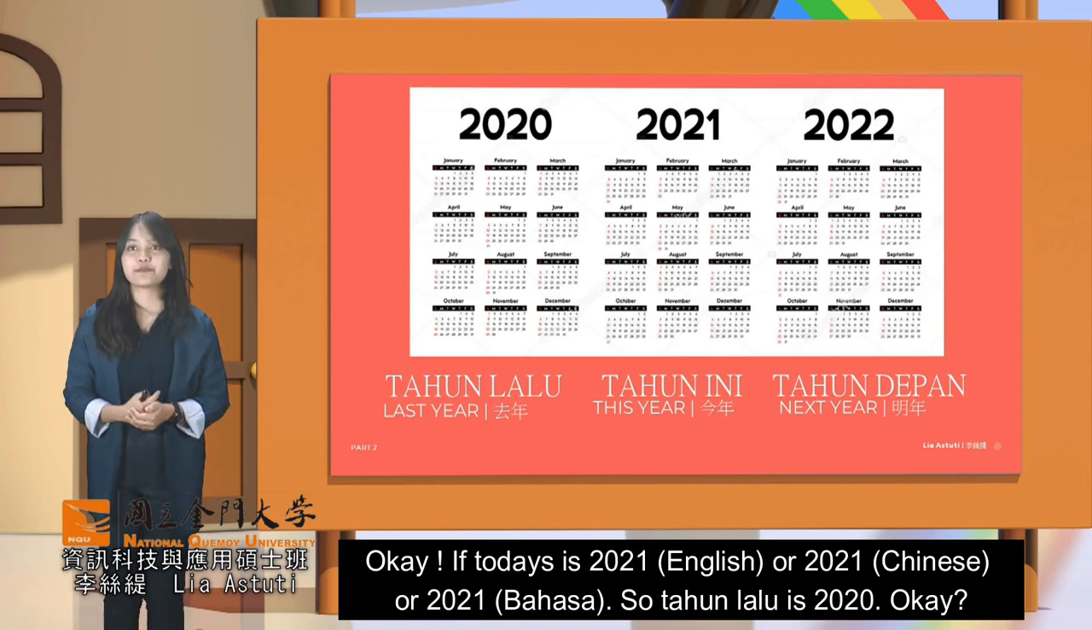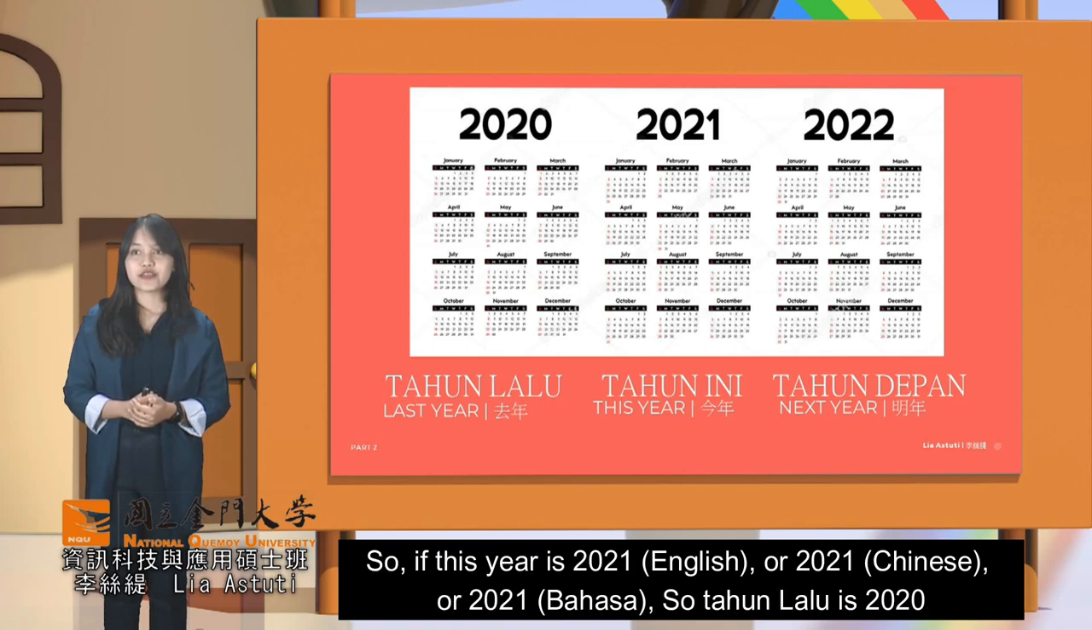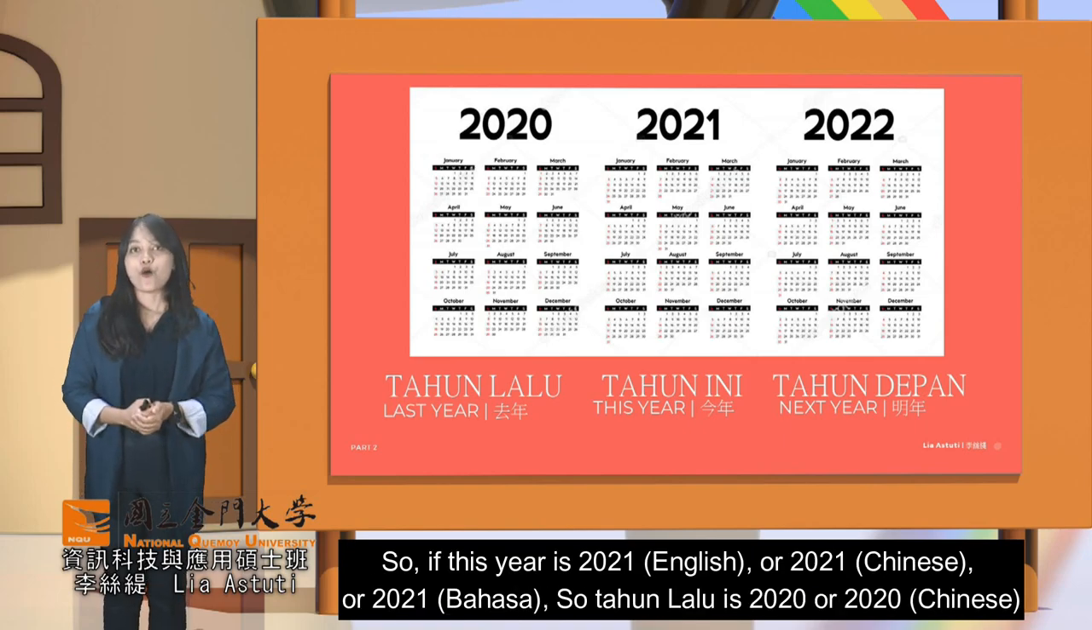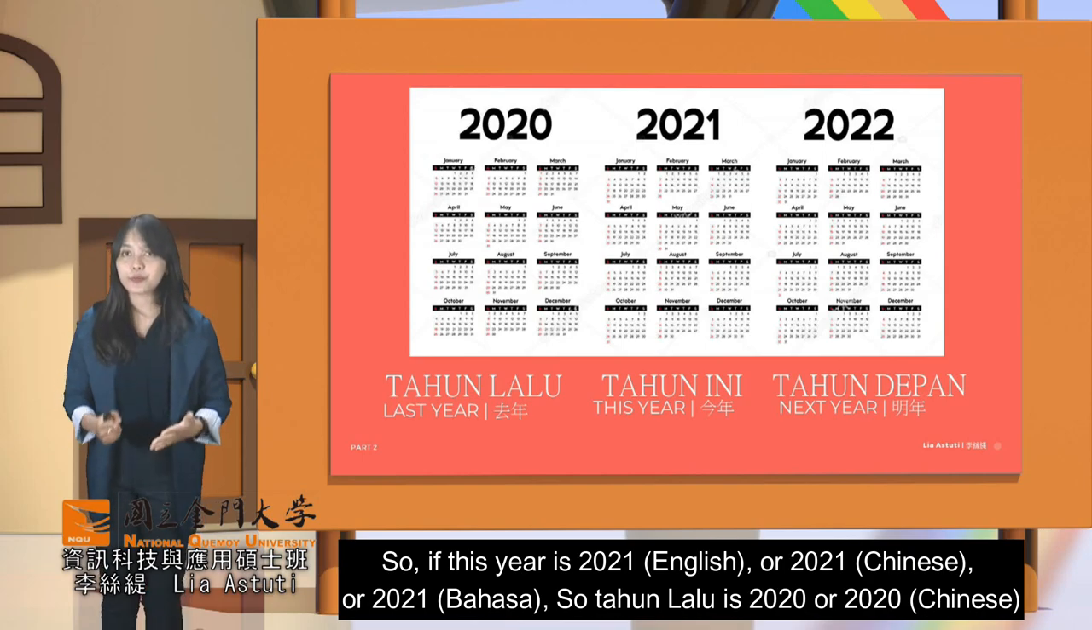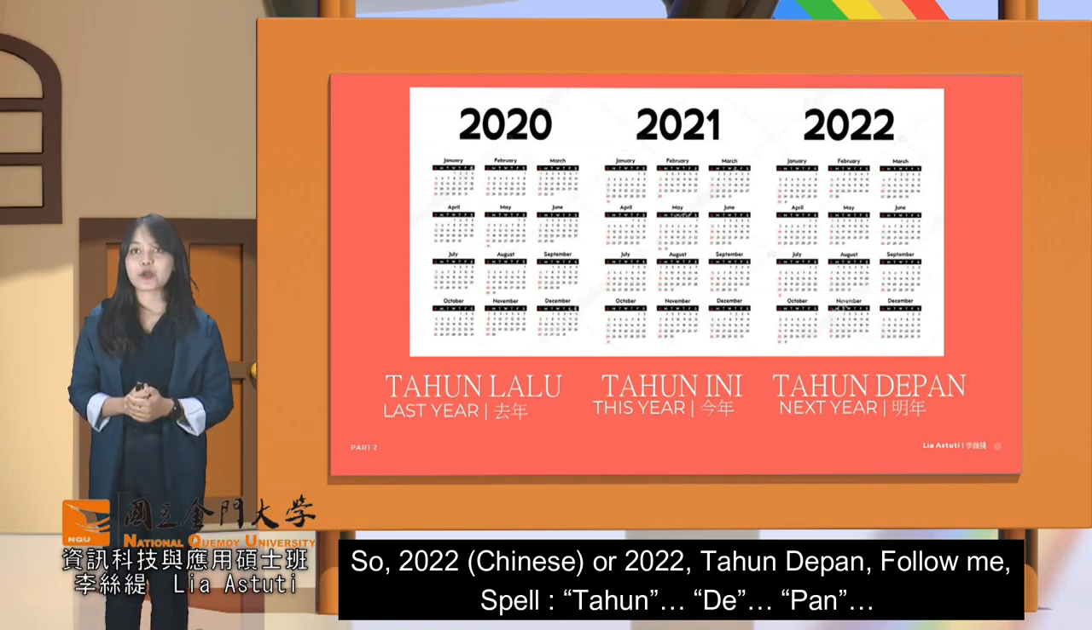Okay, so if this year is 2021, then tahun lalu is 2020. Okay, we have talked about tahun lalu, so now tahun depan. Tahun depan is next year, 2022.